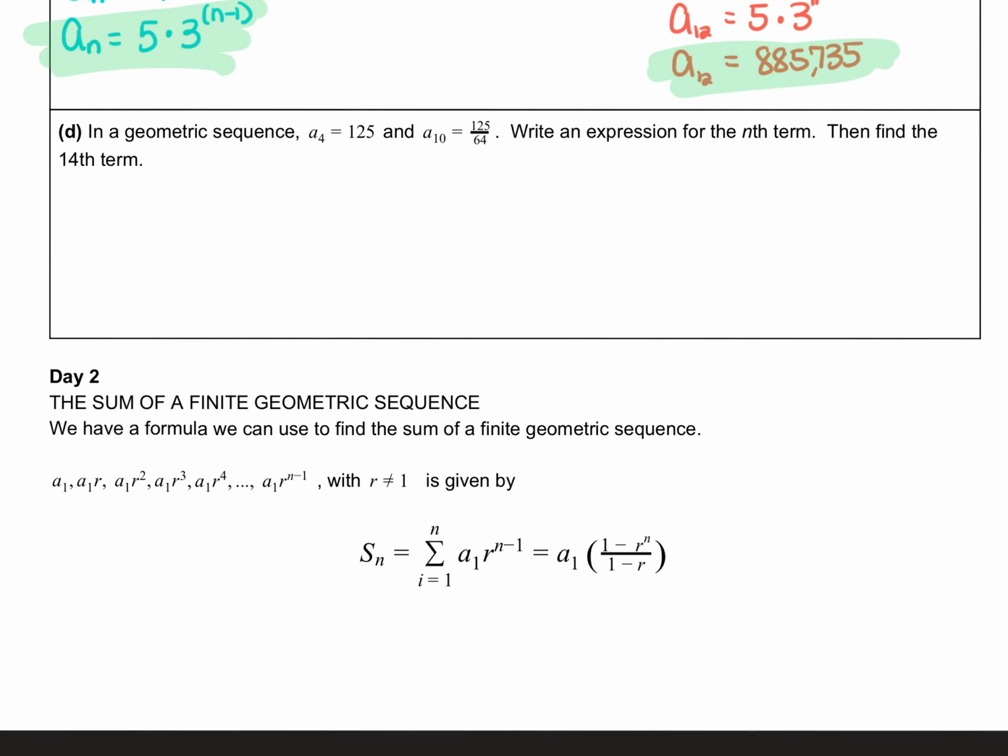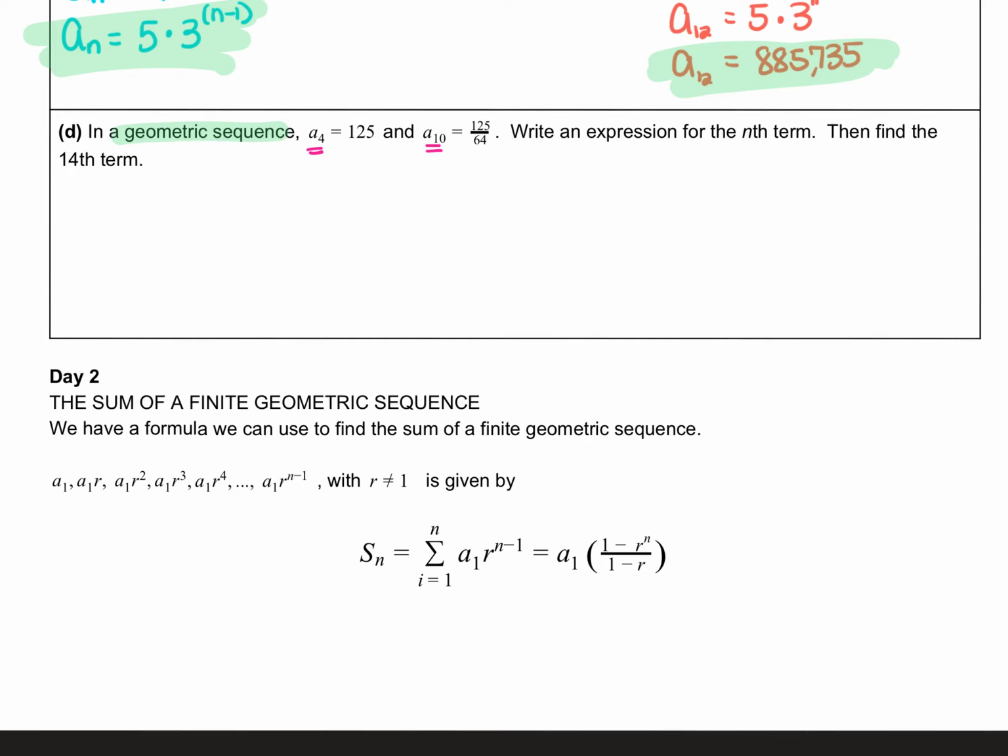All right, let's try this part D together here. The key to all of these problems is that they tell us that it's geometric. Without that information, this might be a little more challenging. This time I'm given the 4th term and the 10th term. I don't know what the first term is, and I don't know what r is, so I've got to use a little bit of information here to figure out how to write the expression.